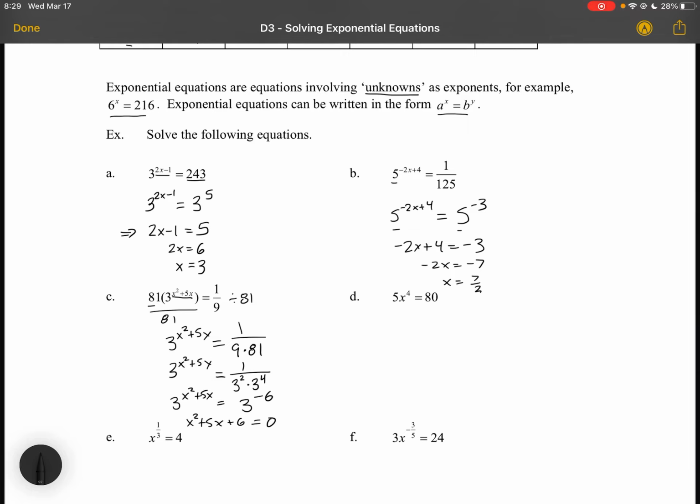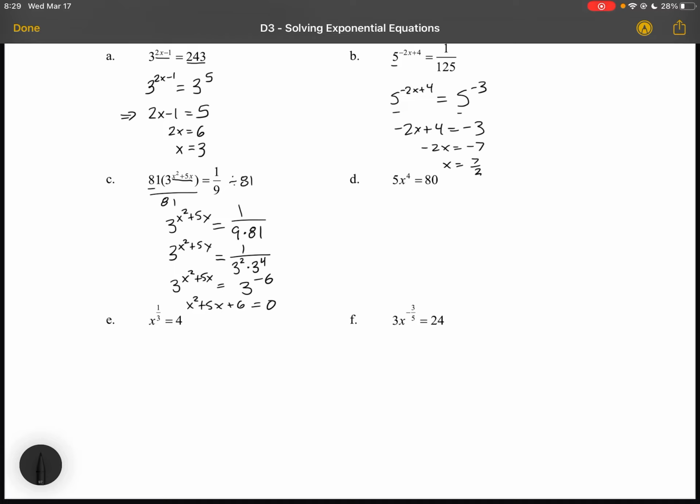And now instead of a linear equation, I've got a quadratic equation to solve. So my first thought would be to try factoring, which I can do fairly easily. I've got (x + 3)(x + 2) = 0, which gives me two answers, x equals minus 3 and x equals minus 2.